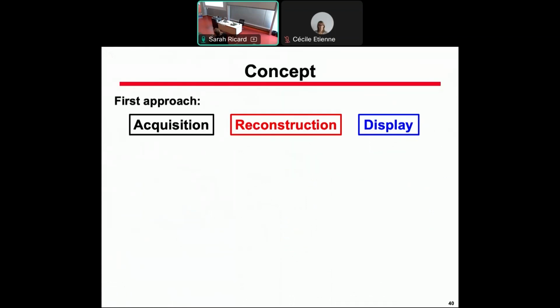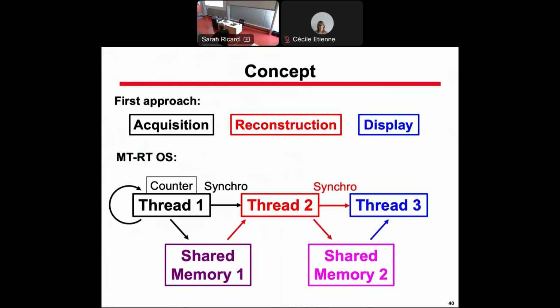So the trick we used comes from computer sciences. It's simply like a real-time, multitask real-time operating system where we will attribute three different processes properly synchronized in between, with shared memory, corresponding to acquisition, reconstruction, and display, meaning that we can start reconstructions before the acquisitions are done. This, thanks to modern graphic cards, is not a problem.